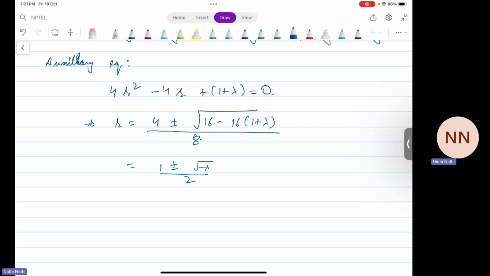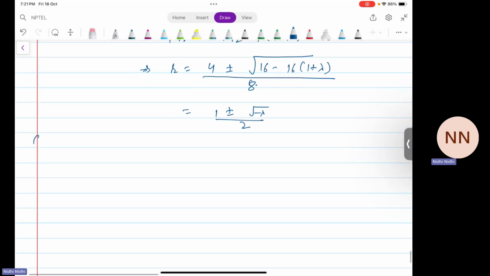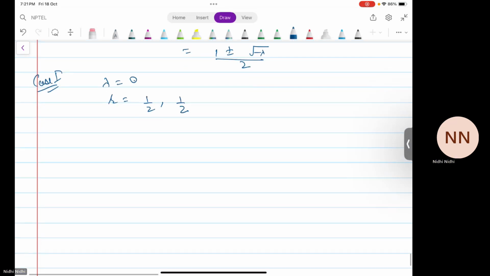That means for lambda equals 0 we will have repeated roots. For lambda positive we will have imaginary roots, and for lambda negative we'll have real and distinct roots. So let's look at case 1, when lambda equals 0. In that case r equals 1/2, 1/2, and this gives us y(x) equal to (c1 + c2 x) times e to the power x/2.